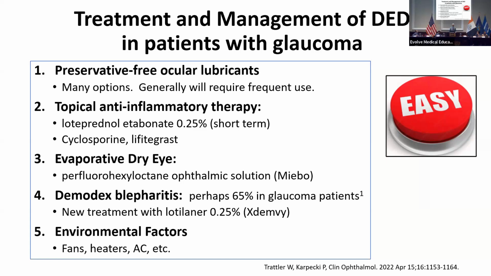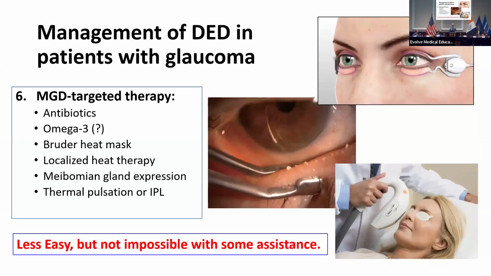Demodex blepharitis. Now that there's a treatment that became available last year, one study showed that as many as 65% of patients in the glaucoma population may have Demodex collarettes and Demodex blepharitis. So again, opportunities there. Environmental factors, that's always a big thing with our glaucoma patients. And finally, management of dry eye disease.